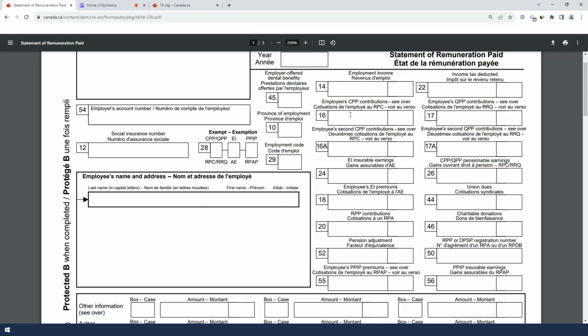Box 16 is the amount of CPP that was deducted from your paycheck. That's obviously important to enter because it actually acts as a non-refundable tax credit.